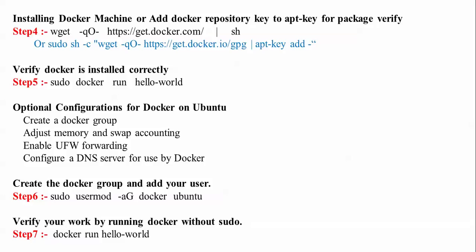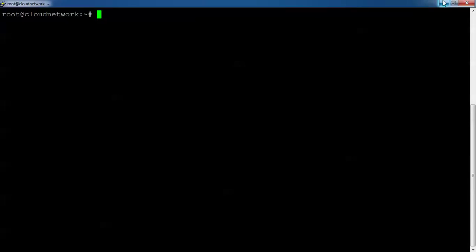Then we are going to add the user for Docker. Then we are going to run Docker. If you want to install wget, first type which wget. Just type apt-get install wget, press enter. That will install wget. I have already installed it.